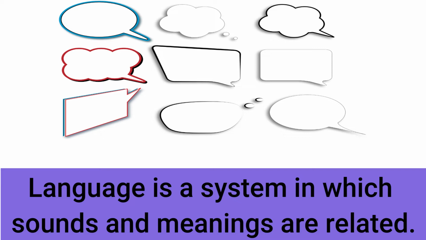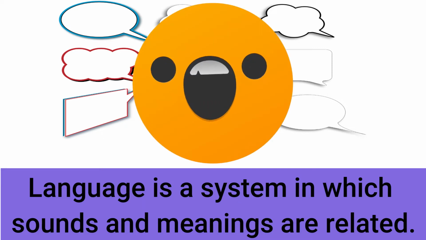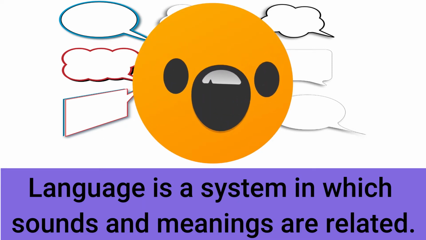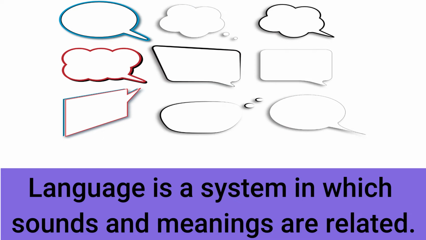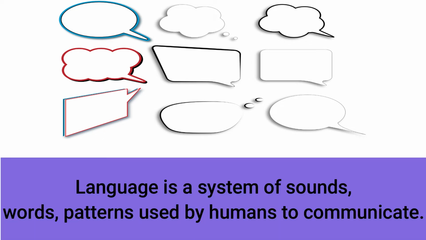But this definition was considered incomplete. Why? Because in this definition, there is a description of sounds and meanings. So what about written symbols? Written symbols are the very base of a language. The other definition was given probably by the Oxford Dictionary. Those guys said that language is a system of sounds, words, and patterns used by humans to communicate thoughts and feelings. This one looks better, okay? Why do we communicate most of the time? To express our feelings.